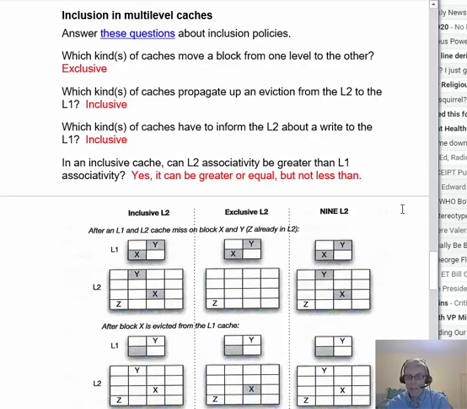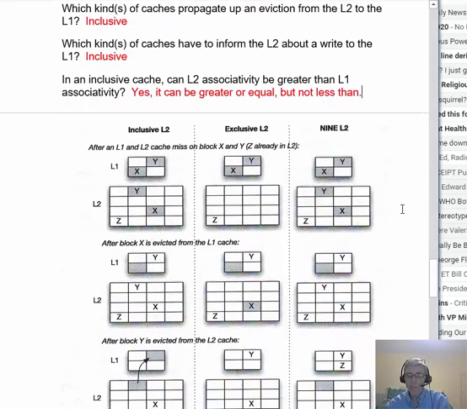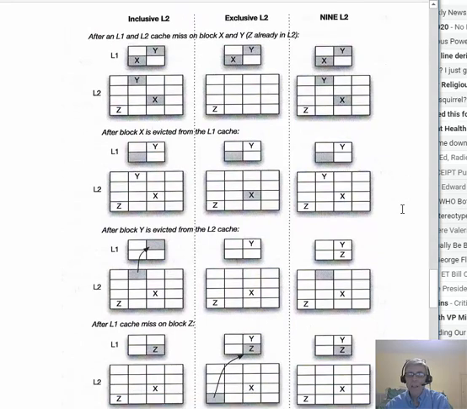So now we want to look at a diagram of what goes on in inclusive, exclusive, and NINE caches. With an inclusive L2, if you have X and Y in the L1 and in the L2, and then you evict block X from the L1, because it's inclusive, well, it can stay in the L2. If a block Y is evicted from the L2, however, it must be evicted from the L1, because if it's in the L1, then it would have had to be in the L2. And then after an L1 cache miss on block Z, well, the Z gets copied up from the L2 to the L1.